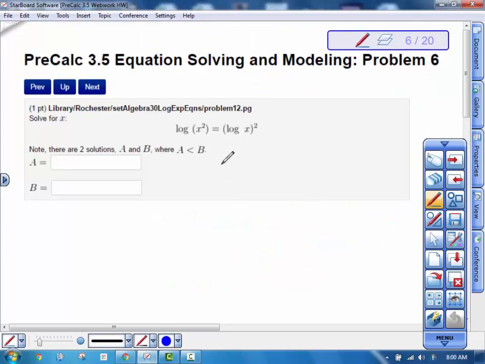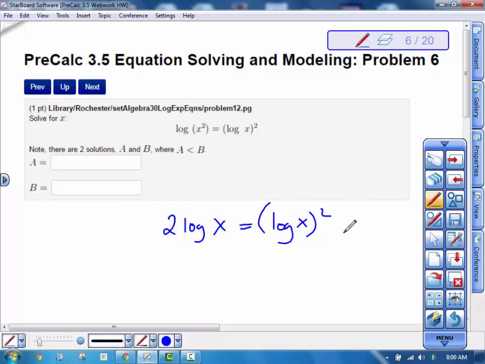Okay, the next problem gives us this. I'm going to bring down the 2 here and make this 2 log of x equals log of x squared. Now, it says there's going to be 2 solutions, and I can see that I've got log to the first power and then log to the second power, so it's a quadratic relationship, basically. I could divide both sides by log and get rid of one of the logs, but that would get rid of one of my solutions.